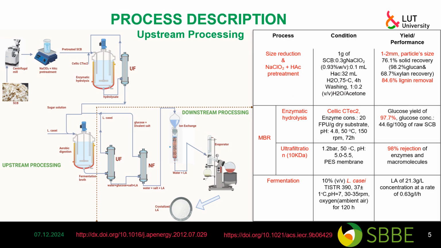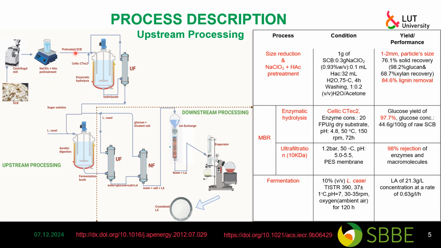So for the process description, that is mainly divided into two, the upstream and the downstream. Looking at the upstream process, we mainly have the pretreatment that is done by size reduction of the feedstock, followed by the chemical pretreatment, here using sodium hypochlorite and acetic acid under this condition to remove the lignin, and has shown high efficiency to remove around 85% of the lignin and high recovery, around 98%, of glucan.